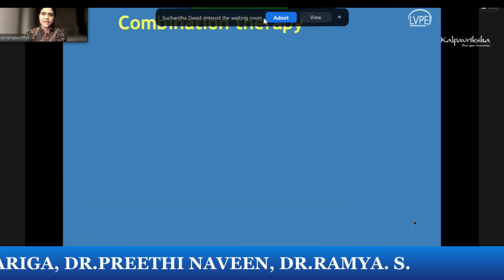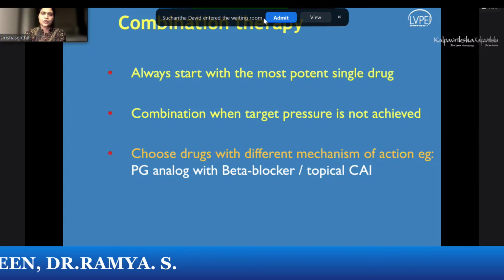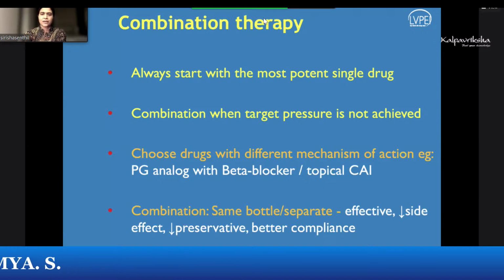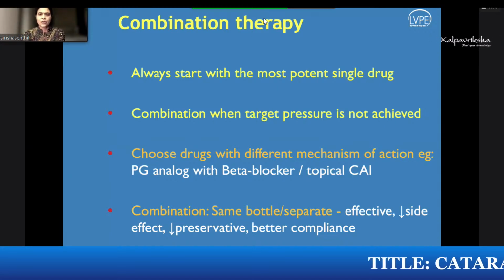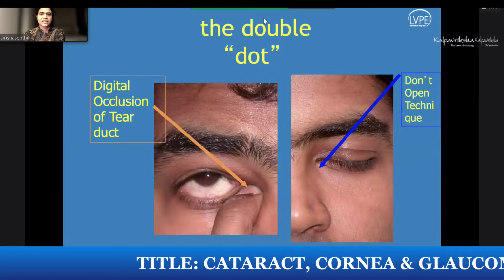So this is something that we have to remember as we are treating. Combination therapy usually chooses drugs that have a different mechanism of action and are synergistic, rather than using the same mechanism. And a combination therapy in a single bottle possibly also helps the patient to use the medication much better.